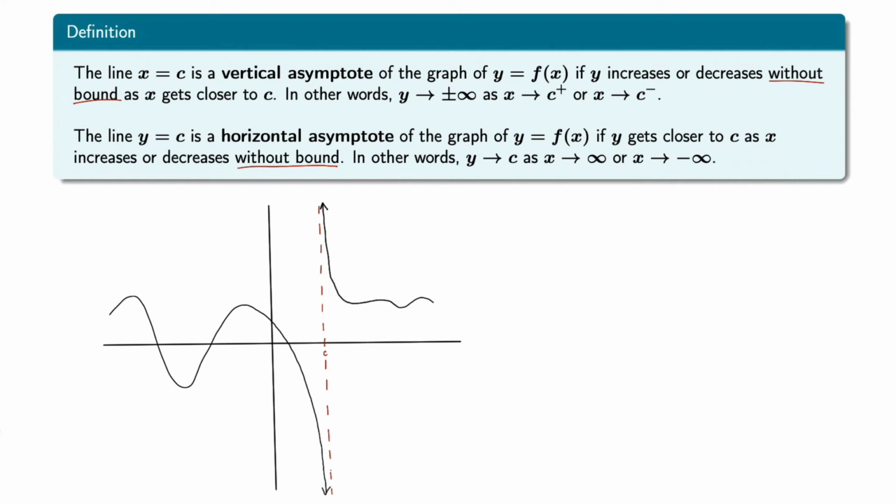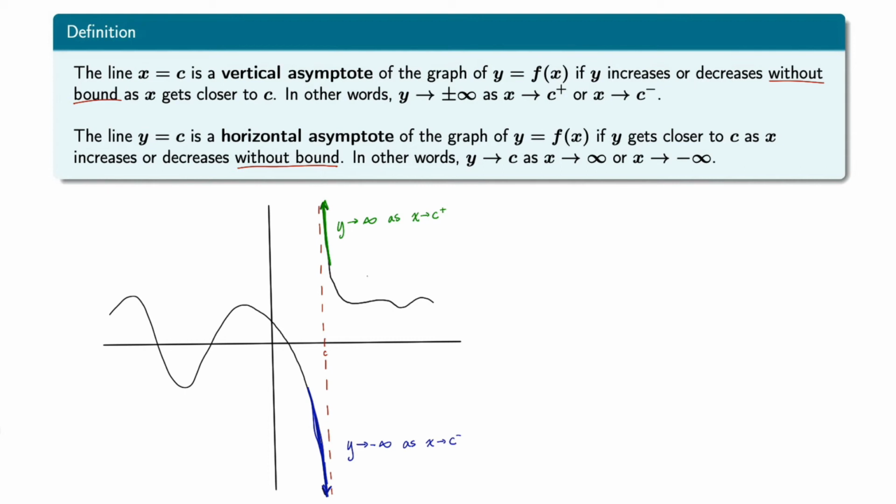But then, as we get closer and closer to c, here on the left side, then our y value here is decreasing without bound. Okay, so here, that portion of the graph right there, this is what we would call y goes to negative infinity as x is getting close to c. And then the superscript of the negative means from the left, meaning x gets close to c on the left. And over here, okay, this portion of the graph, that is saying y approaches positive infinity as x approaches c from the right.